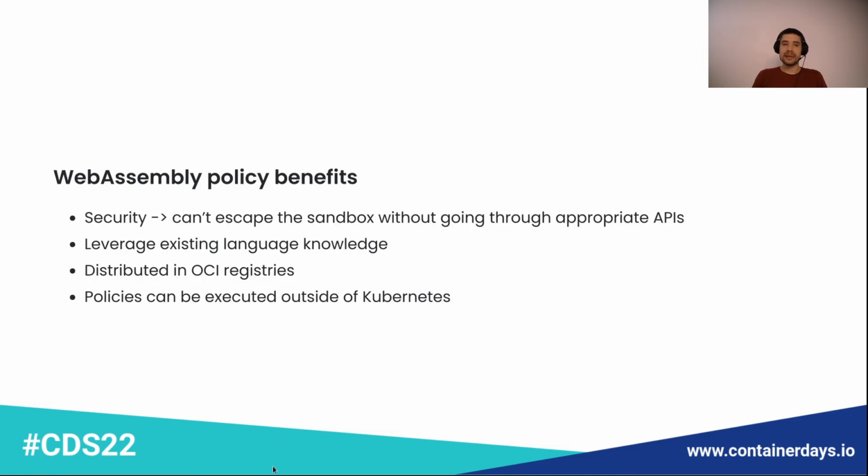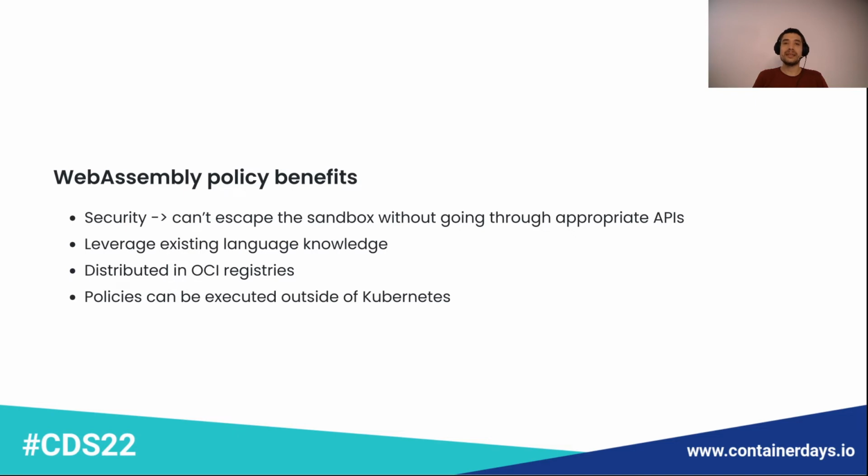So why WebAssembly? Because just out of the box, we get the benefit of security. WebAssembly modules run in a very secure sandbox, and it's not possible to escape from there. Then you can reuse your existing knowledge in a specific programming language. That's because multiple languages support compiling to WebAssembly. Currently, Kubewarden supports writing policies in Rust, Go, Swift, AssemblyScript, and we recently added support for C#.